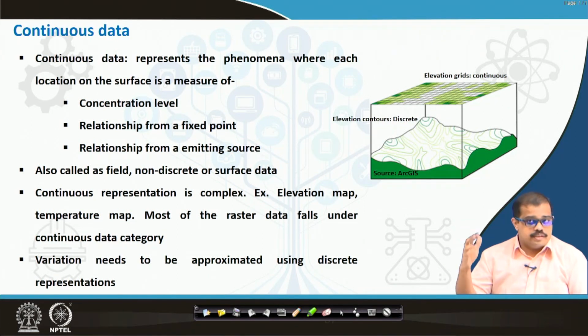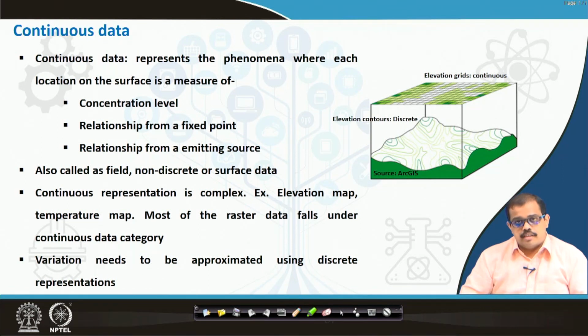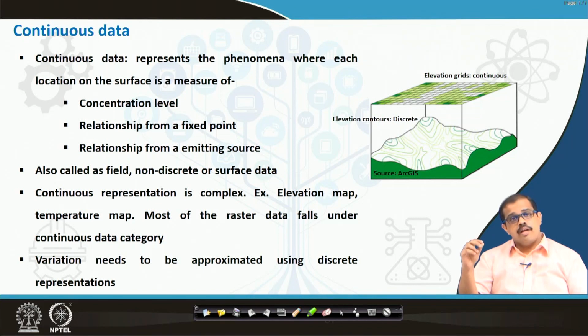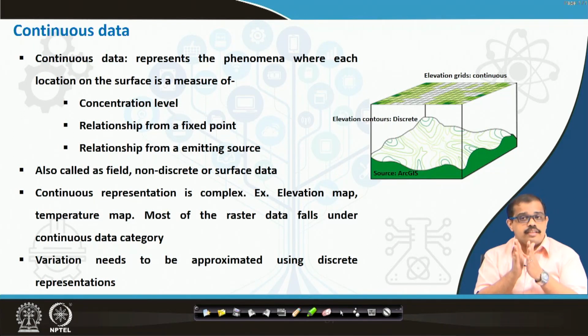There are different types of surface data, which I will speak about probably in the next lecture. Continuous representation is normally complex. Elevation maps, temperature maps, etc. are quite complex in terms of representation and interpretation. Most raster data, basically all of it, falls under the continuous data category. It is not so easy to differentiate categories in a smooth way as we do in discrete data.